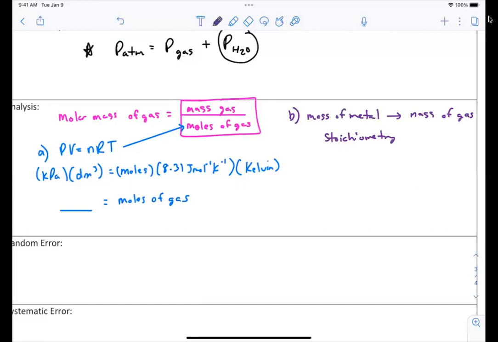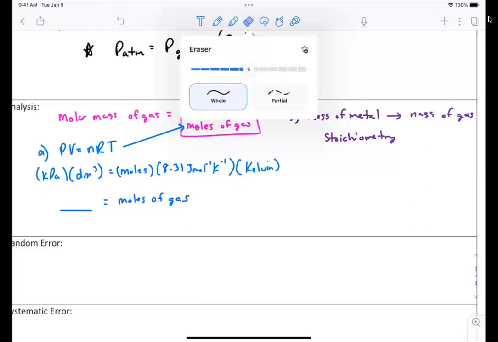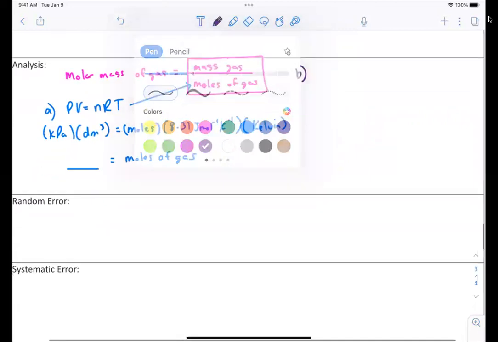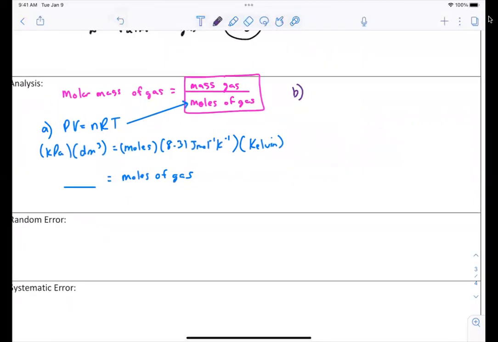Because you can do a mole to mole ratio, and oh wait, hold on a second. Maybe I'm saying this wrong then. What was I trying to say there? Because then how would you find the mass of the gas? Now that I think about it, you could get the moles of the gas, but you couldn't figure out the actual mass of the gas.